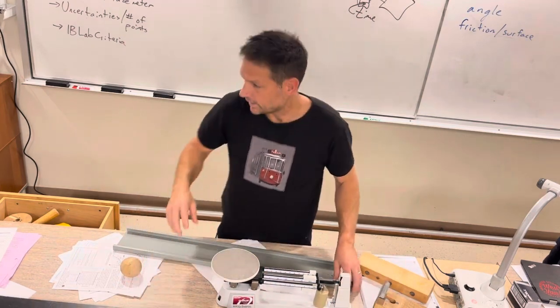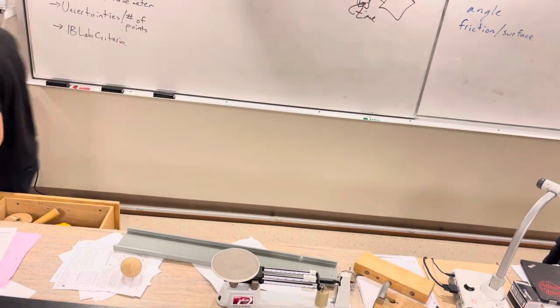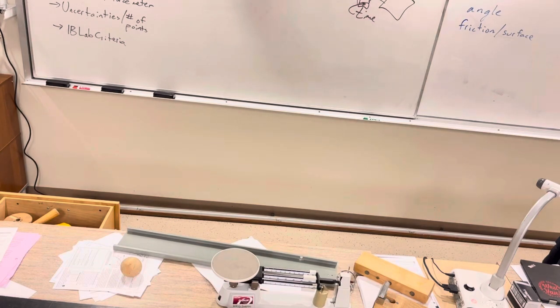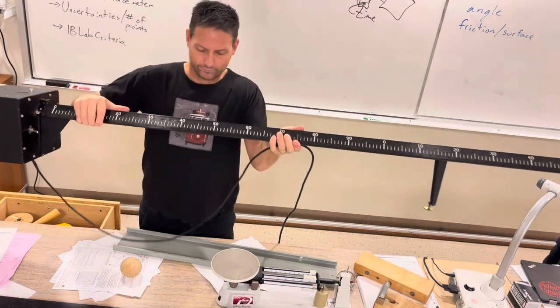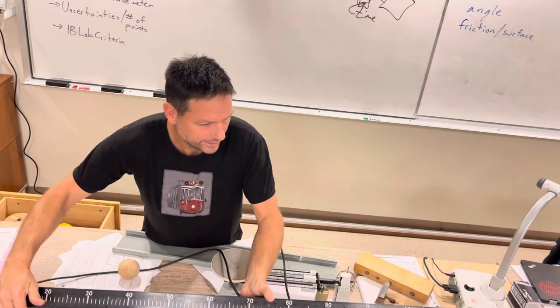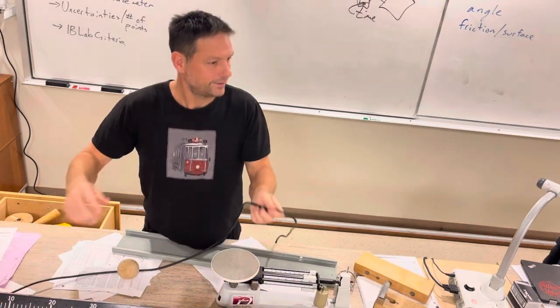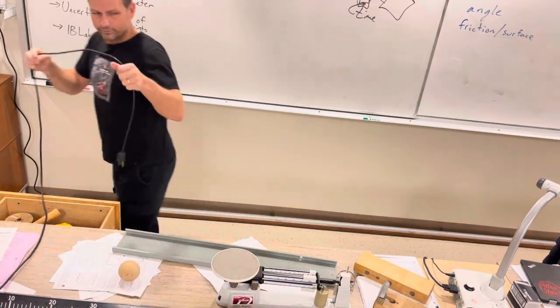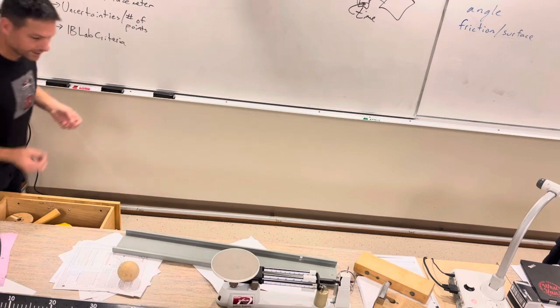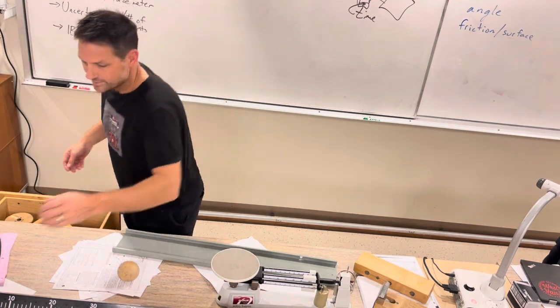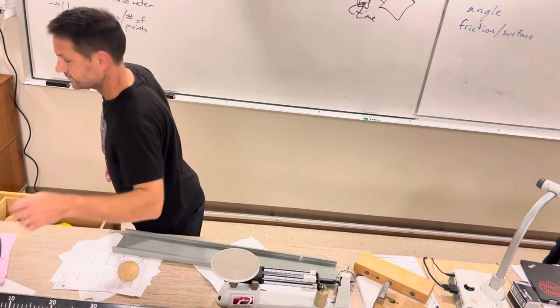You also have the option to use one of these. This is called an air track. Put your hand up if you've ever played air hockey. Okay, how does an air hockey table work? Yeah, exactly. What was your name? Danielle. Thank you, Danielle. The air hockey table shoots up air. And this does the same if you turn this on.